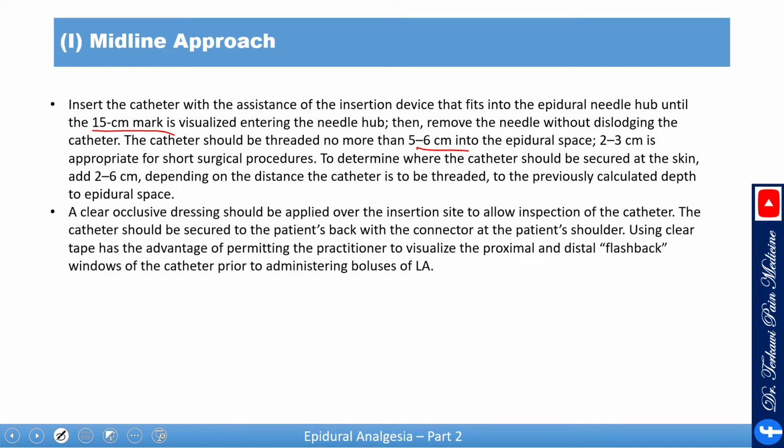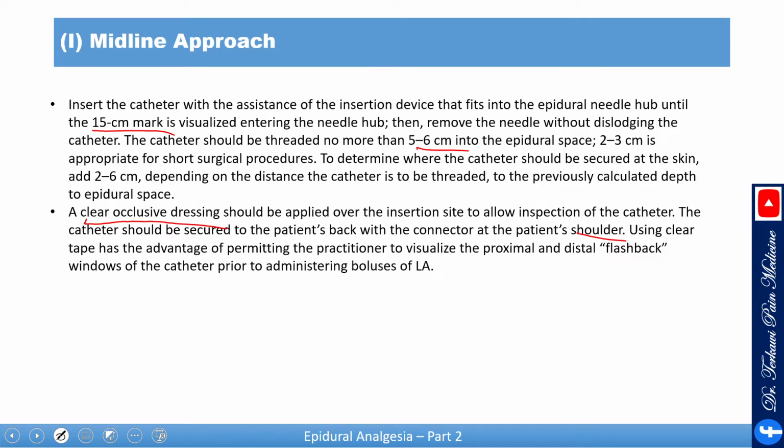A clear occlusive dressing, and that's the key, clear occlusive dressing, should be applied over the insertion site because you're going to look at this site every day to allow inspection of the catheter. The catheter should be secured to the patient's back with the connector at the patient's shoulder using clear tape. This has the advantage of permitting the practitioner to visualize the proximal and distal flashback window of the catheter prior to administering boluses of local anesthetic.